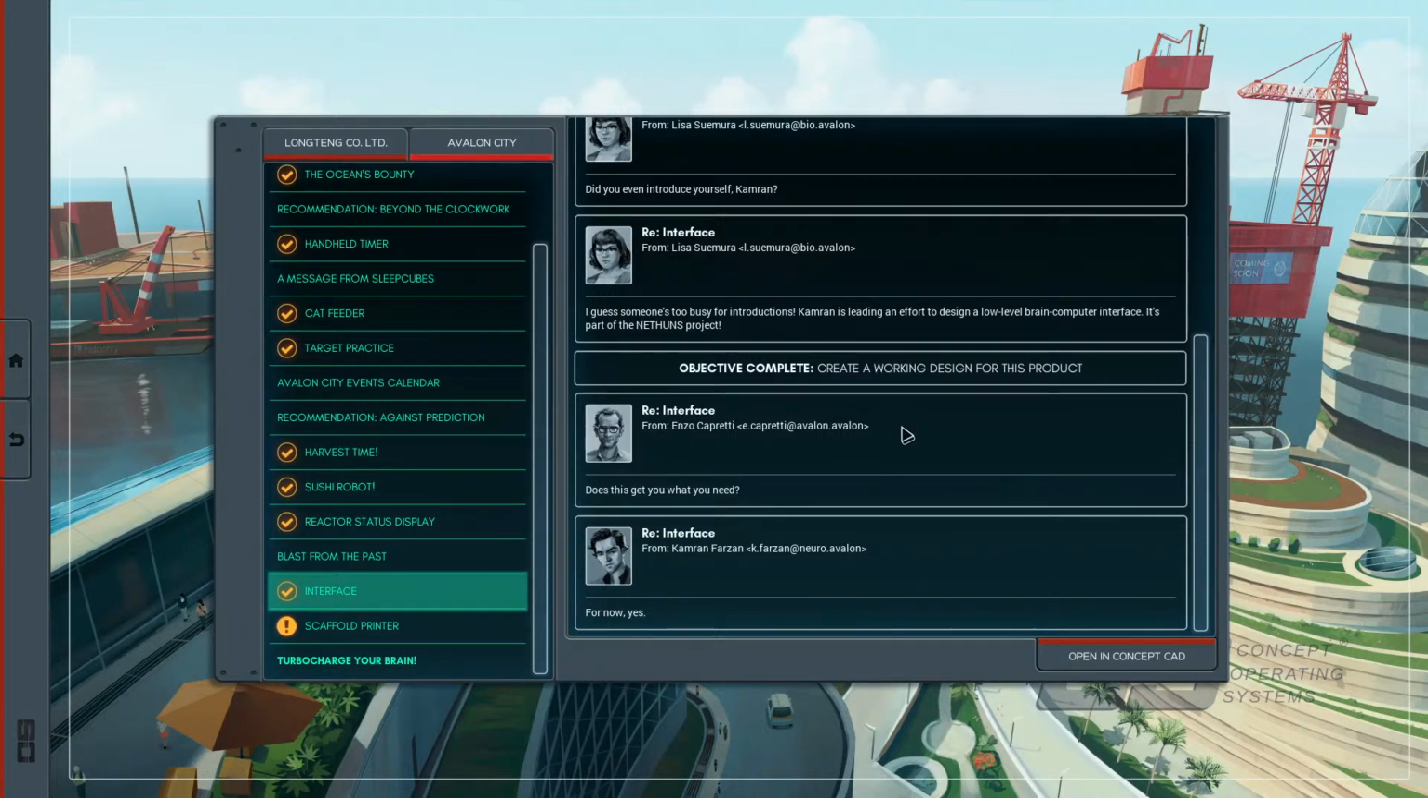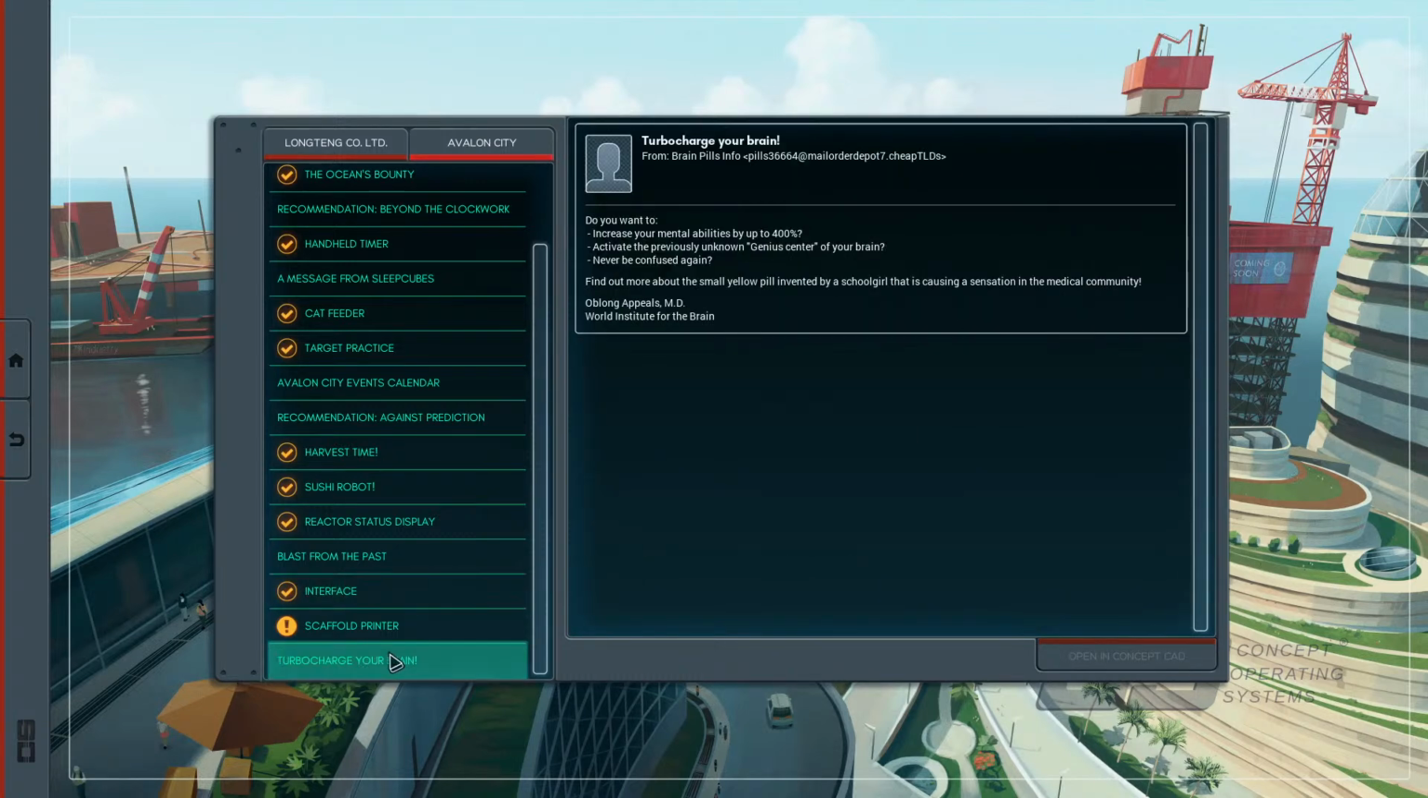Does this get you what you need? For now, yes. I have an email offering to turbocharge my brain from Brain Pills Info. Do you want to increase your mental abilities by up to 400%? Activate the previously unknown genius centre of your brain. Never be confused again. Find out more. Oblong appeals. The World Institute for the Brain. Brains.